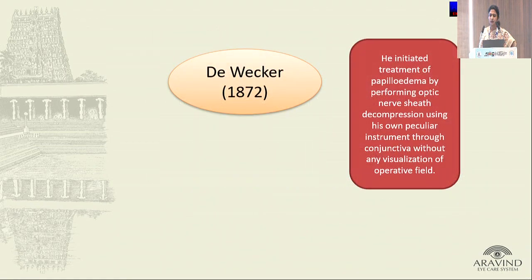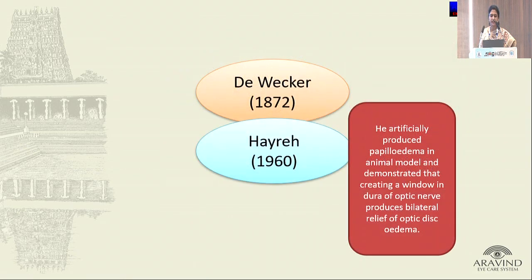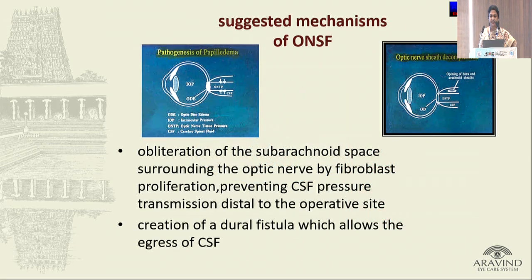Now, it was Wecker who initiated the treatment of papilledema by performing optic nerve sheath decompression, using his own peculiar instrument through the conjunctiva without any visualization of the operative field. Hare, in 1960, artificially produced papilledema in an animal model and demonstrated that creating a window in the dura of the optic nerve sheath produces bilateral relief of optic disc edema. This was the background that we have.